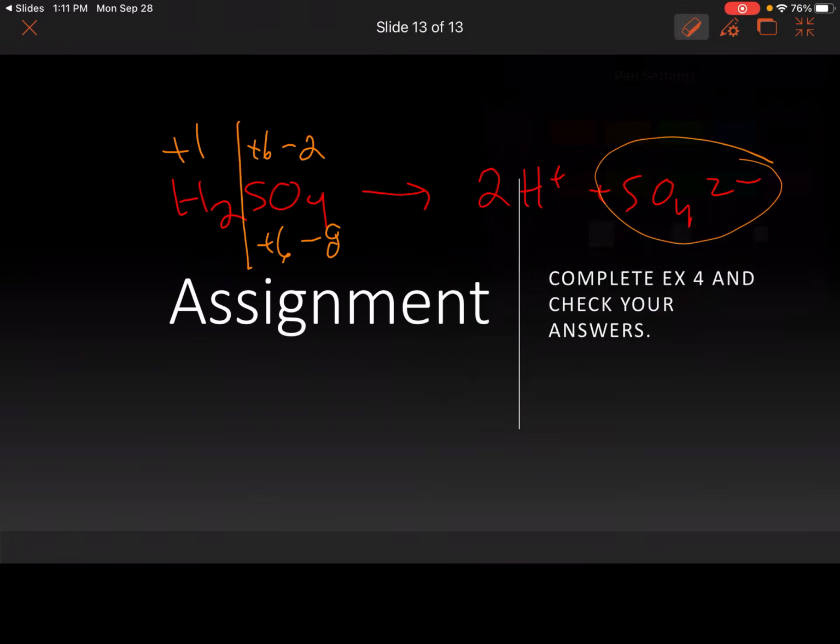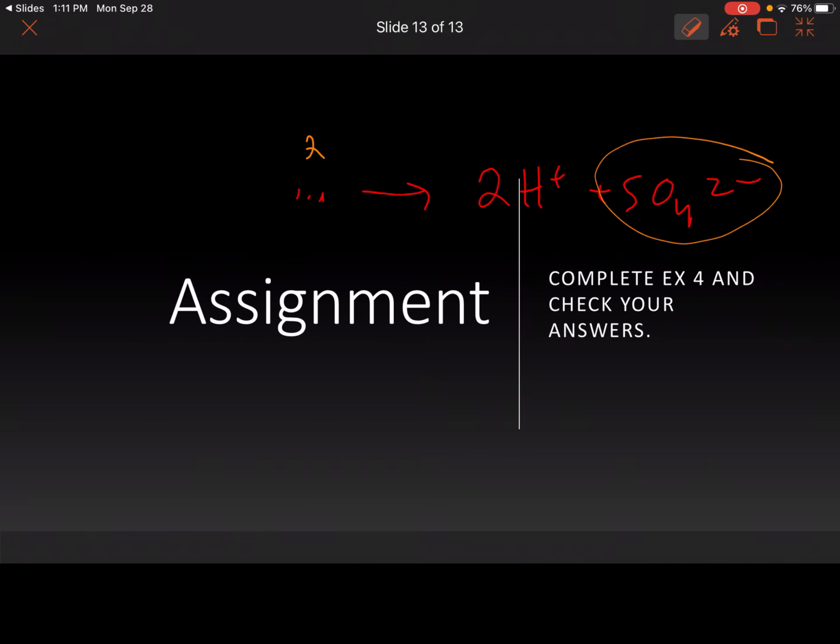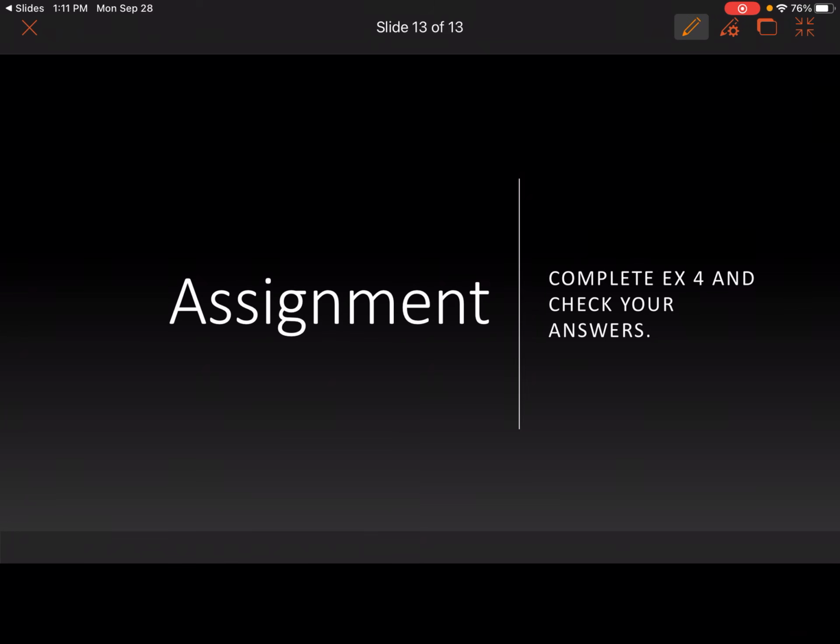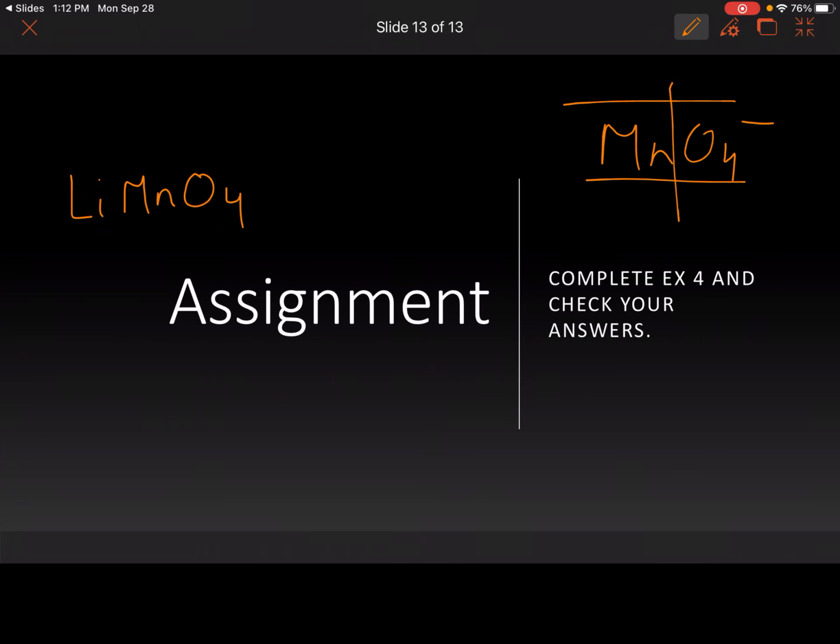Okay. Let's do one more. Now, if we do LiMnO4, lithium permanganate, now if we find this MnO4 as a polyatomic ion has a charge of 1-. Now, I'm just going to do this one separate for you here. Now, if you do that, the oxygen we know is -2, right?